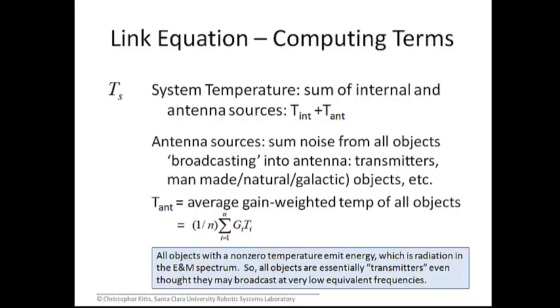So we have to think about it from a 360-degree perspective, or a 4 pi steradian perspective. And we assume, here are the other things that are broadcasting, and we have to take those into account. And sometimes what we do is we put together an average, gain-weighted temperature of the noisy objects. And this may change depending upon the pointing of the antenna. In fact, it definitely will change.